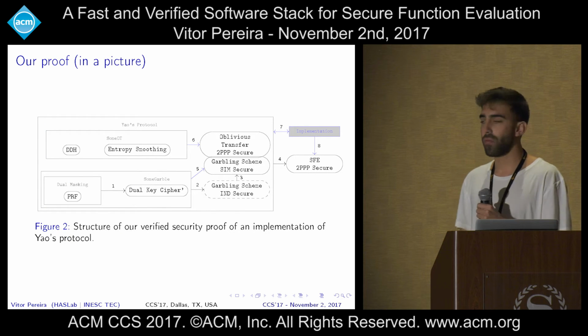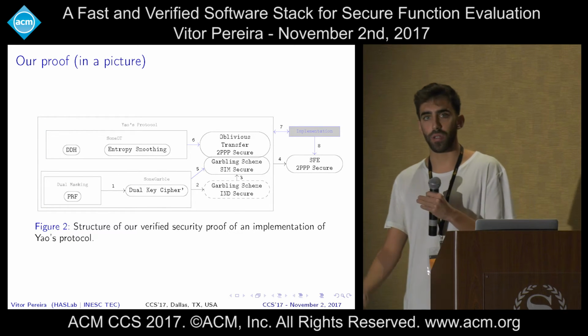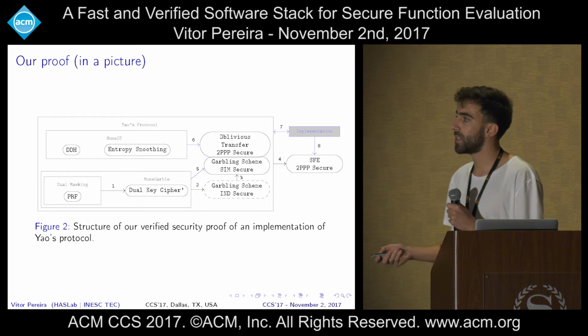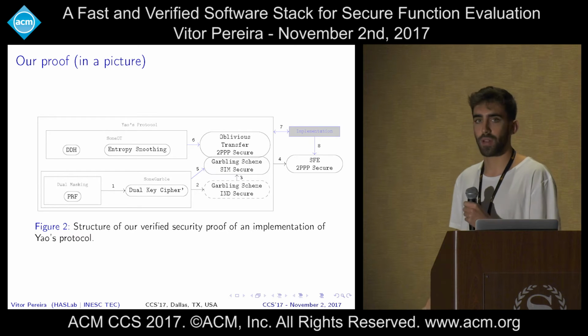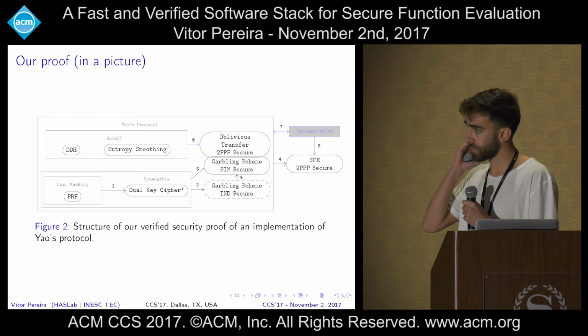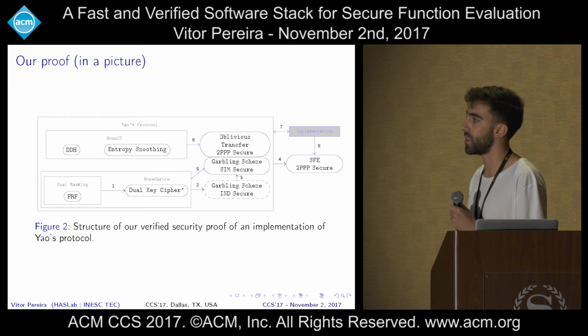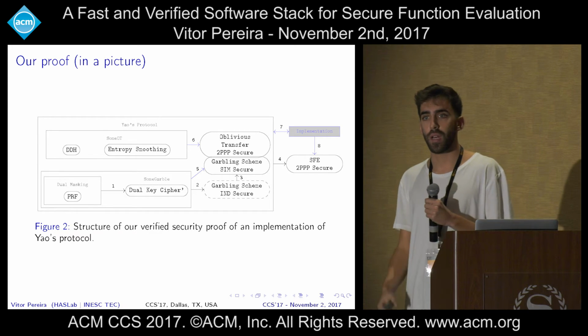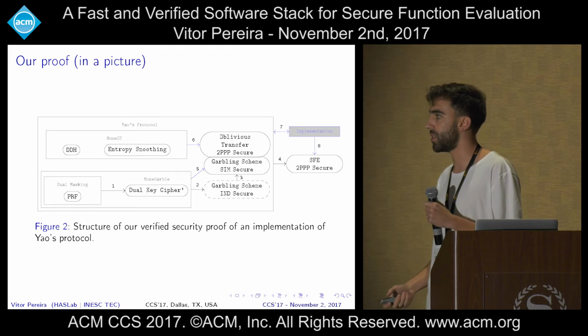Here's our proof. As you can see, it's very similar to the original proof. However, there is a simple and slight modification here on the security model of the dual-key cipher scheme that still allows one to do the dual masking instantiation.